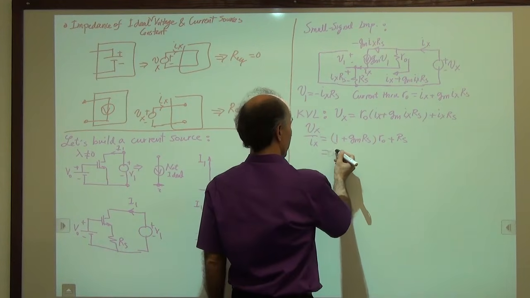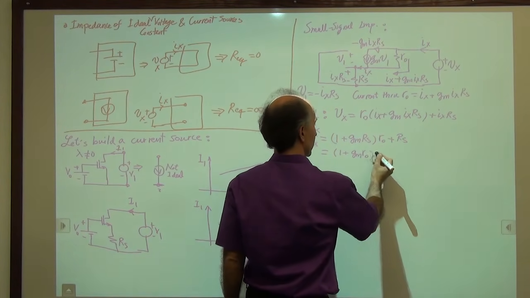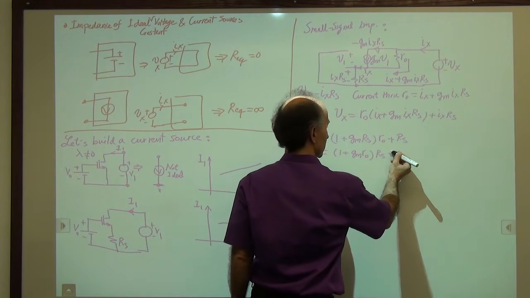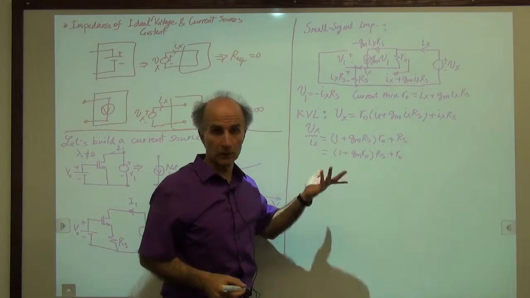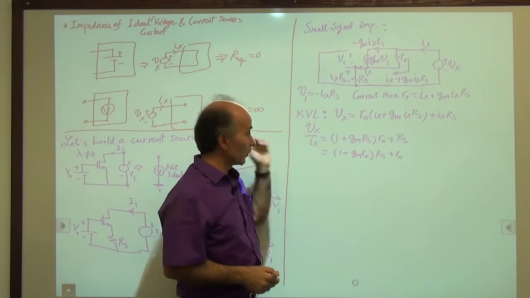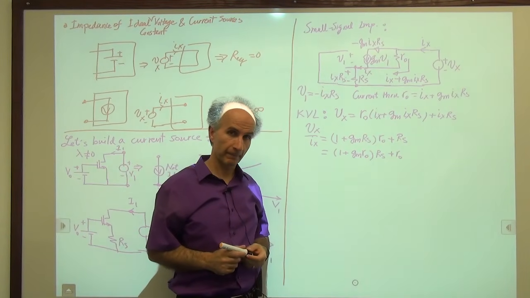You can also write it as 1 plus gmRO times RS, plus RO. And both of these are useful methods of writing this, so whichever you like. I generally go with the bottom one, but the top one is also useful in some cases.